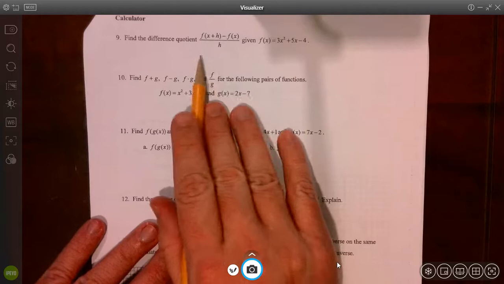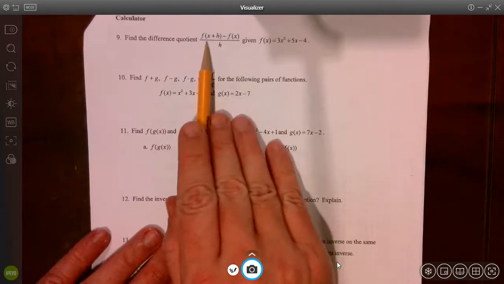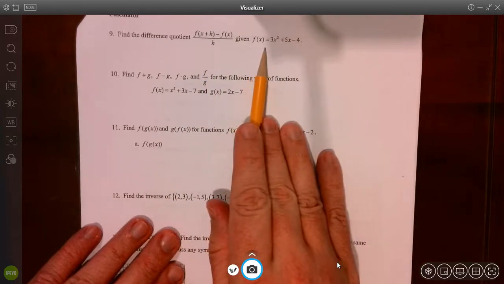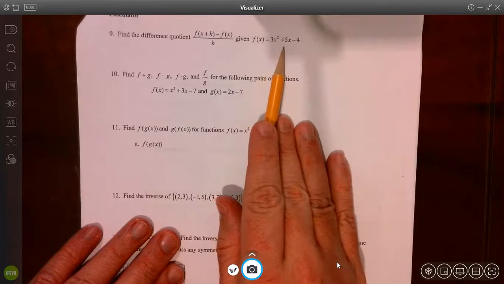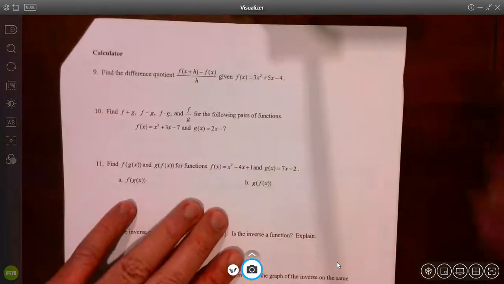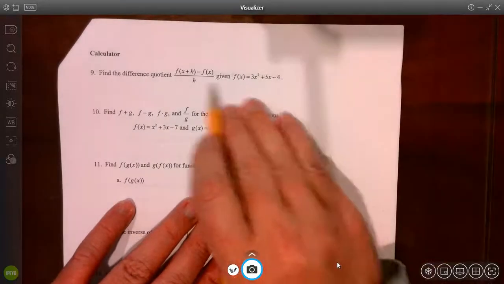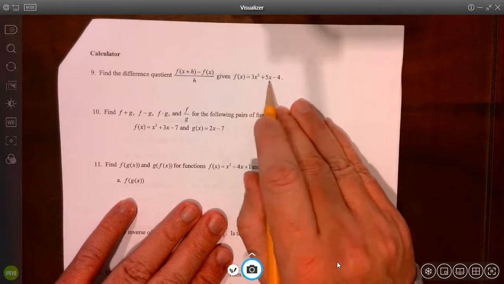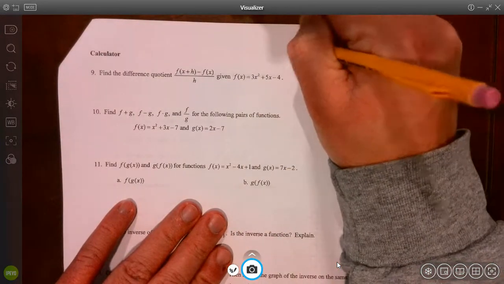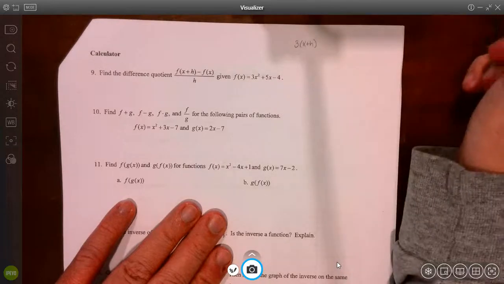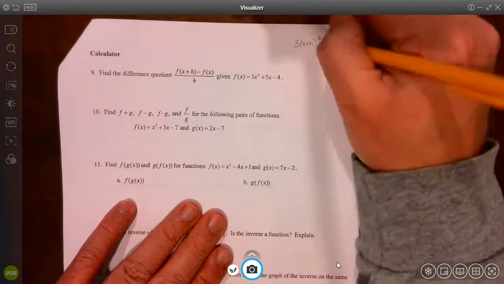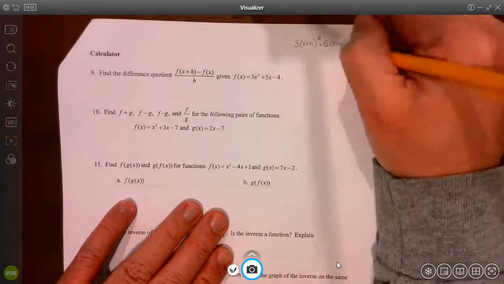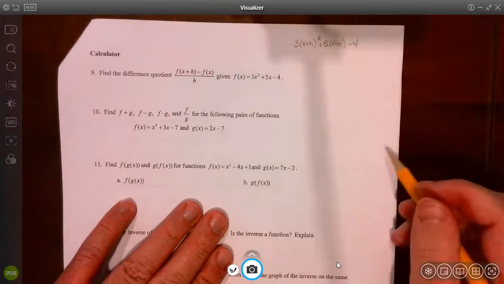All right, so here I'm finding the difference quotient. I have f of x plus h minus f of x all over h, and it gives me that f of x is equal to 3x squared plus 5x minus 4. So I'll do that up here. First I'm going to do my f of x plus h, which just means anywhere there is an x, I'm going to replace it with x plus h. So I will have 3 times (x plus h) squared, plus 5 times (x plus h), and then minus 4. So that's my f of x plus h.